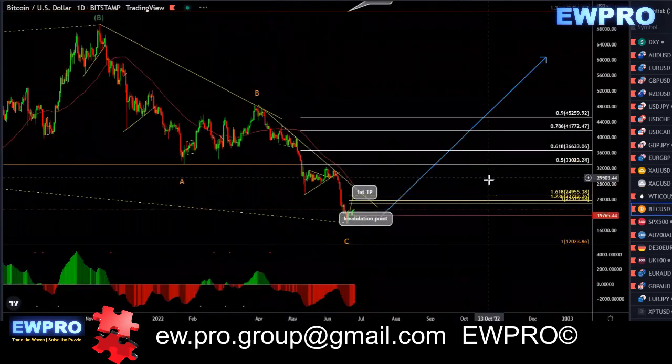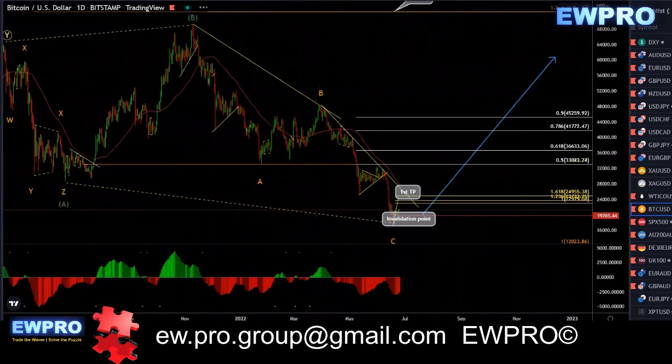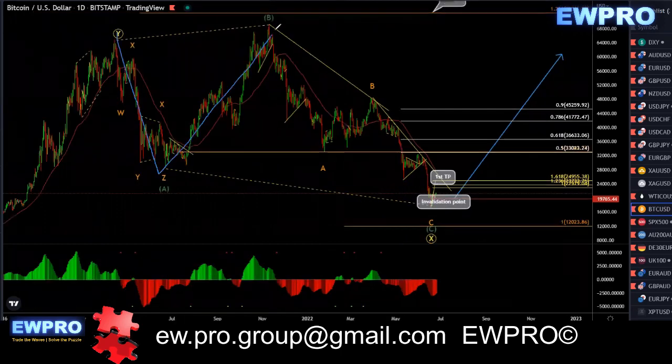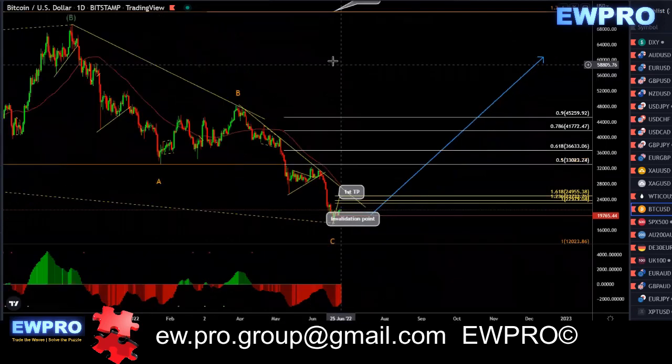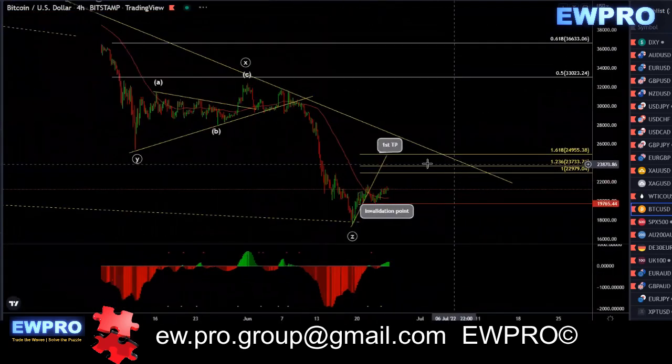On the Bitcoin, we've got that A, B, C. We got the bullish divergence, and there is the higher time frame, like the A, B, C, possible C down on the weekly, and then we go up and break the top. That is still possible on the weekly. We do have the bullish divergence on the daily. H4.